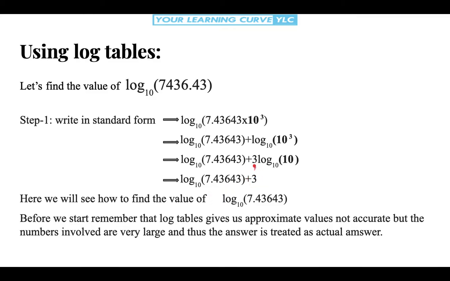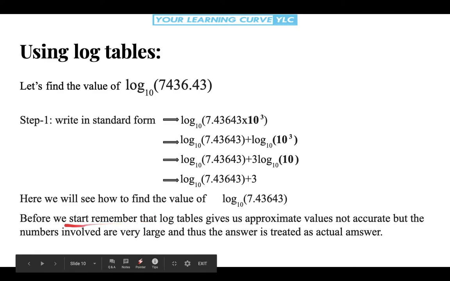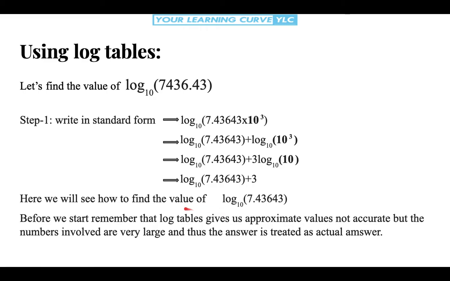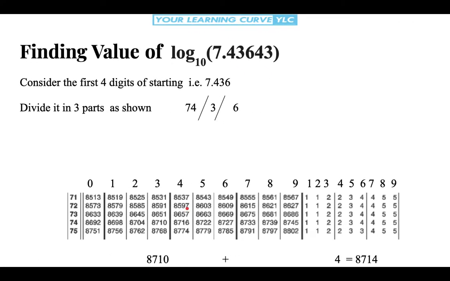This is the characteristic which I was talking about. This is the characteristic of this logarithm, and this part is the mantissa. The characteristic will always be an integer, and the mantissa will lie between 0 and 1. Before we start, remember that log tables give us approximate values. The numbers are very big, so a small difference in big numbers doesn't matter that much. These log tables reduce our calculations, but the drawback is that they do not give you the exact value.